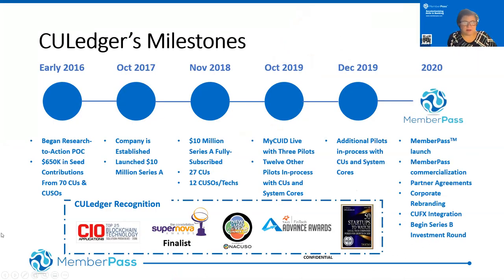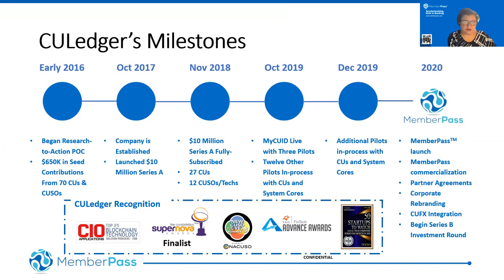So this is a journey map of where CULedger has gone over the last 4 years now. CULedger began in early 2016 as a research action project in the United States. This research action project started with a state trade association that serves credit unions in three states. They came up with this idea about the time that cryptocurrency started getting some buzz in the marketplace.